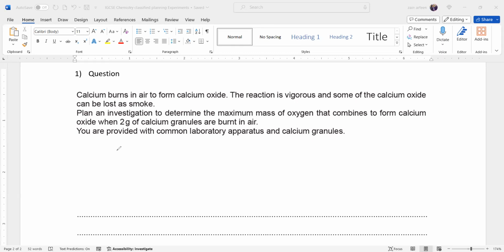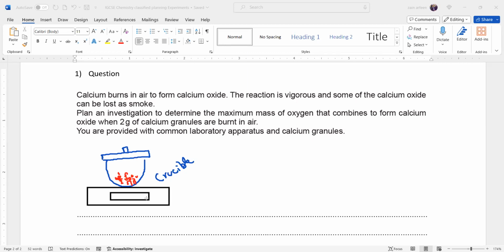Whenever we want to burn a metal and form a metal oxide, and we want to prevent loss to the surroundings, we use a deep container, and that deep container we call a crucible. So we use a crucible with a lid. In the crucible, we'll take 2 grams of calcium granules. We place the crucible with the lid and the calcium on the balance to know the mass of this whole apparatus.